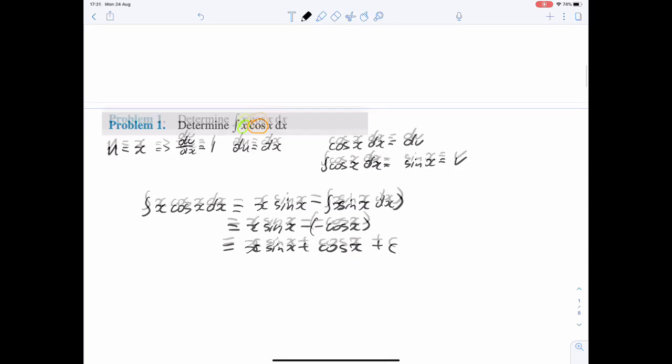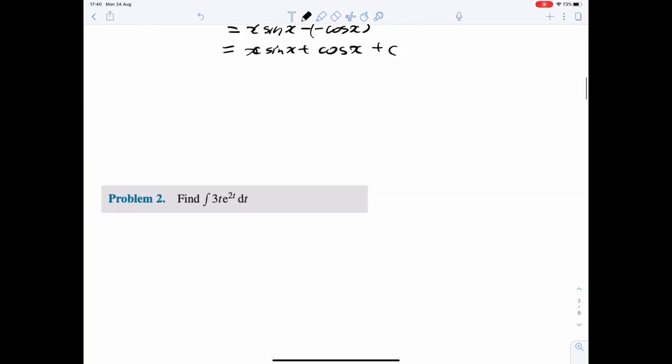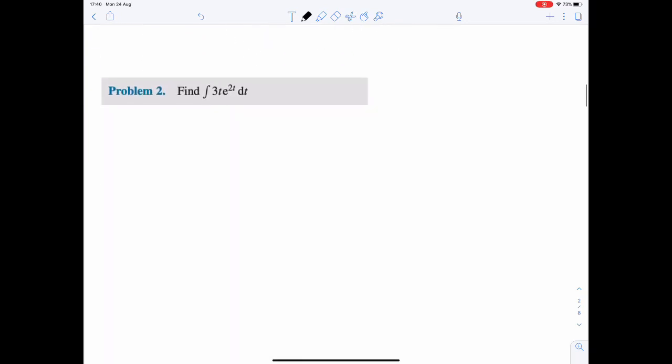So that would be the first example. In the next example, we have to find the integral of 3t e to the power of 2t squared. So in this case, I'm going to say that u equals 3t, from which du dt equals 3, and from here I'm going to get that du equals 3 dt.